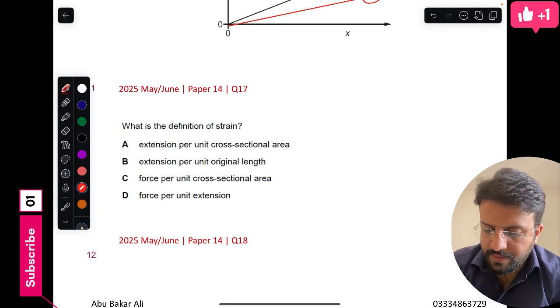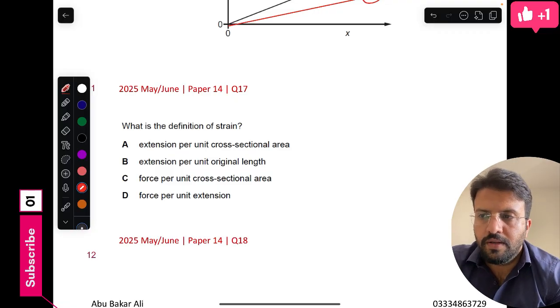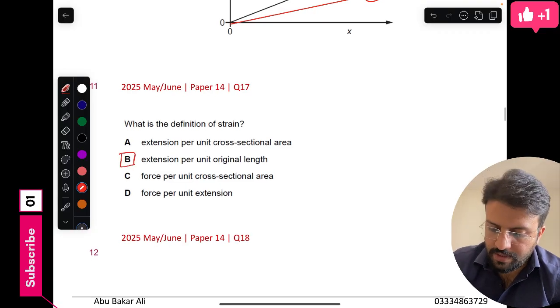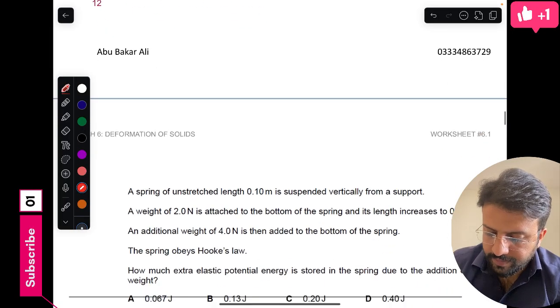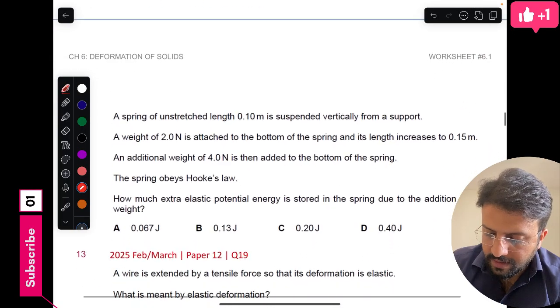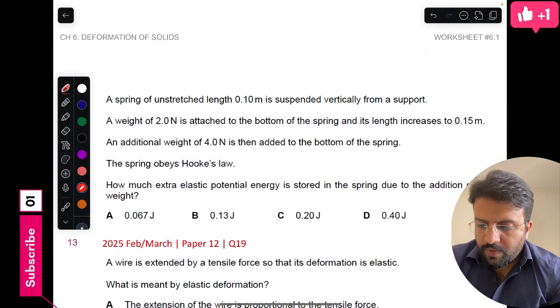What is the definition of strain? Okay, so strain is basically change in length over original length. So it's a pretty simple question. It's option B.